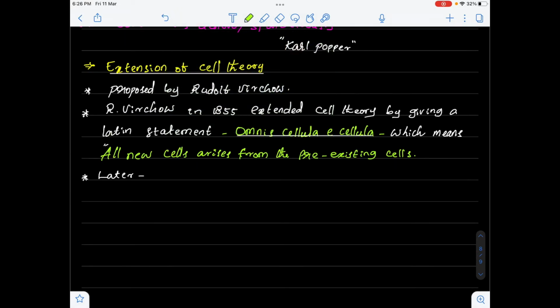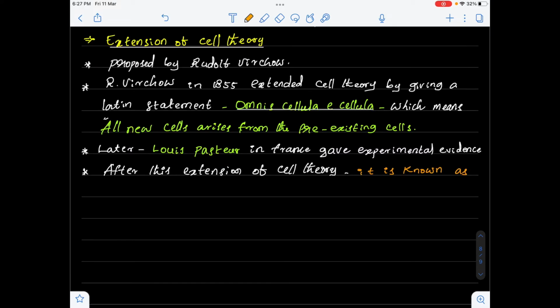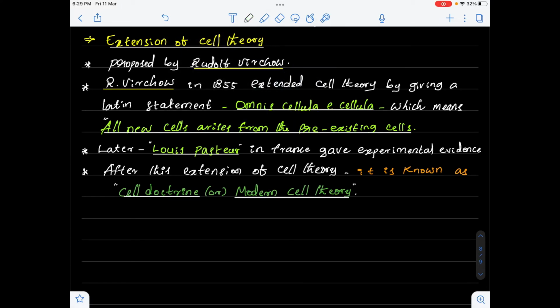Later on, Louis Pasteur in France gave experimental evidence to Virchow's extension of cell theory. After this extension of cell theory, it is known as cell doctrine or modern cell theory. Here Rudolf Virchow said that all new cells arise from pre-existing cells, and he also said that cell is the basic structural, functional and biological unit of life, and that a cell is a mass of protoplasm having nucleus. Cells are similar in basic structure and metabolism.